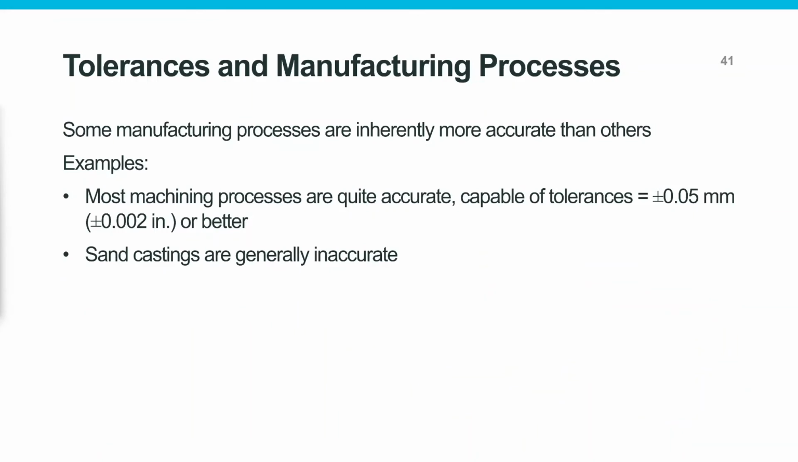Whenever we discuss manufacturing processes, we talk about tolerances. Some manufacturing processes are more accurate than others. Most machining processes, such as CNC machining, are quite accurate, and they are capable of a tolerance of plus and minus 0.05. However, compare that, for instance, with sand casting, which is generally inaccurate. So you as a designer, your design basically defines what kind of manufacturing process needs to be used in order to accommodate the tolerances that you expected to have once it's been produced.